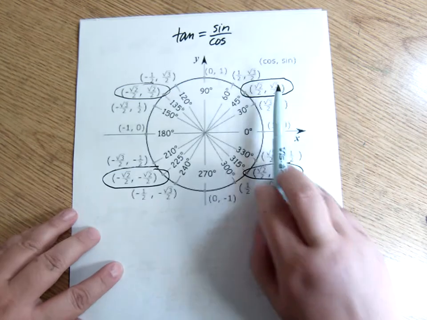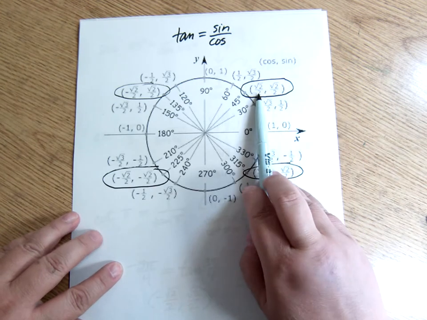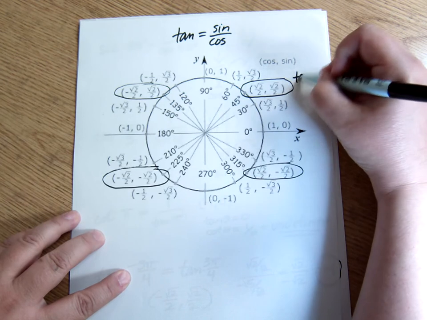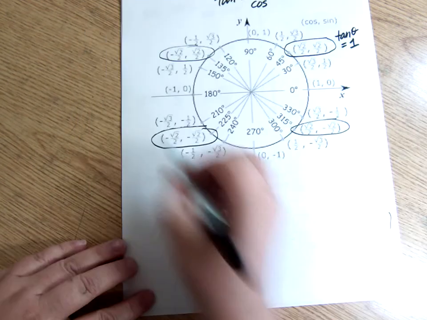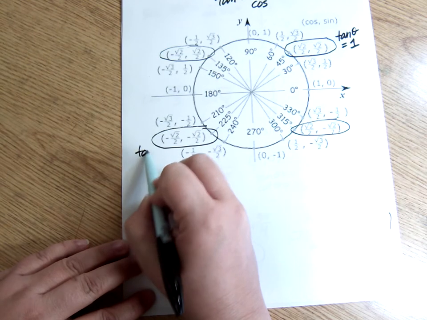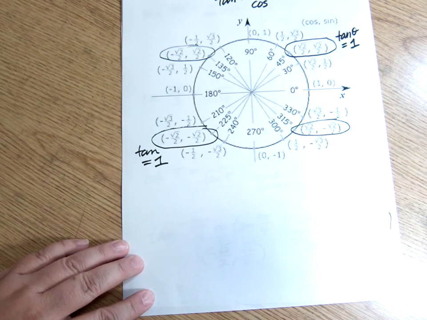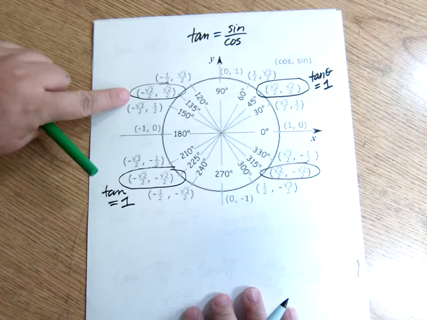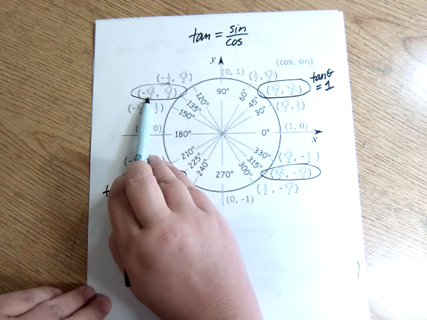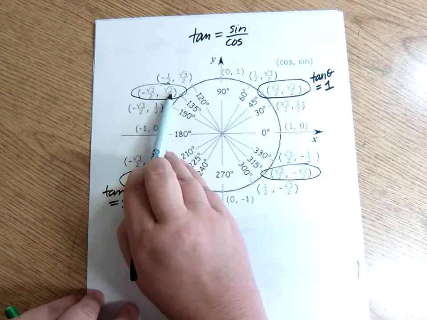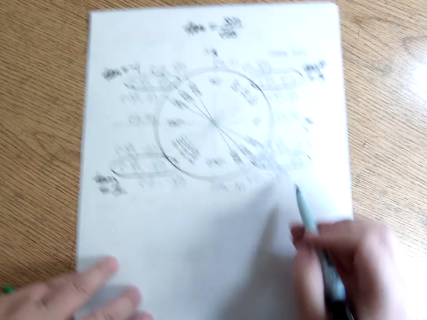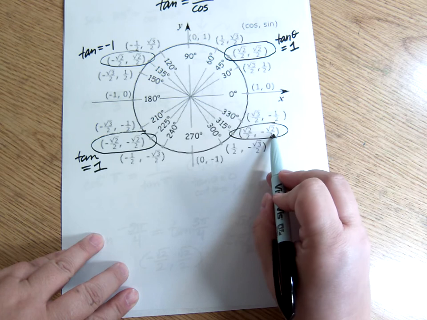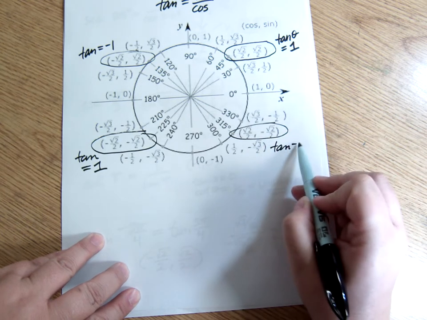In other words, if I put square root of 2 over 2 on top of square root of 2 over 2, that just gives me positive 1. Okay, same thing down here. They're both negative, so the tan is going to be 1. Up here, I'm putting square root of 2 over 2 over square root of 2 over 2, but one of them's negative. A positive divided by a negative is a negative. Down here, it's a negative divided by positive, so that's a negative.